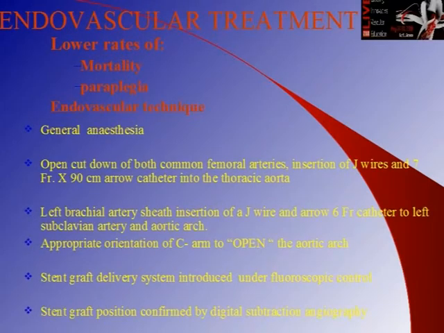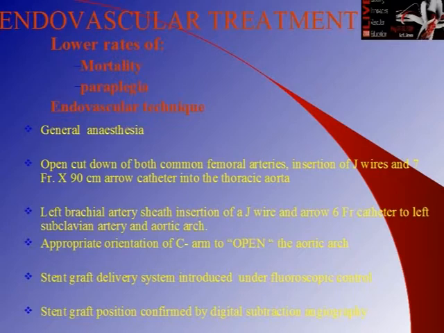The endovascular technique for the treatment of aortic transection is performed under general anesthesia and includes open cut down of both common femoral arteries and of the left brachial artery and insertion of sheaths for diagnostic angiography. The appropriate orientation of the C-arm is also significant when attempting to optimize the visualization of the thoracic arch.